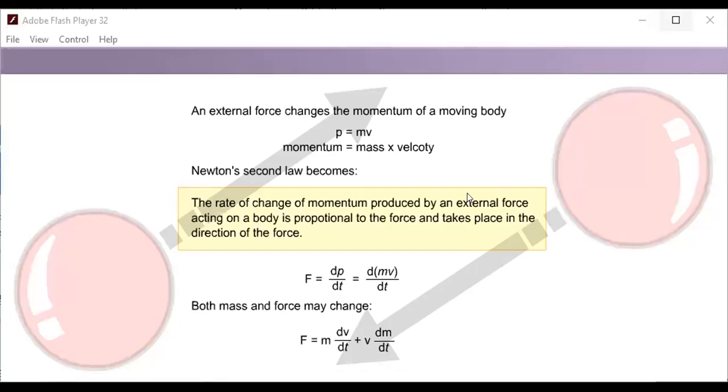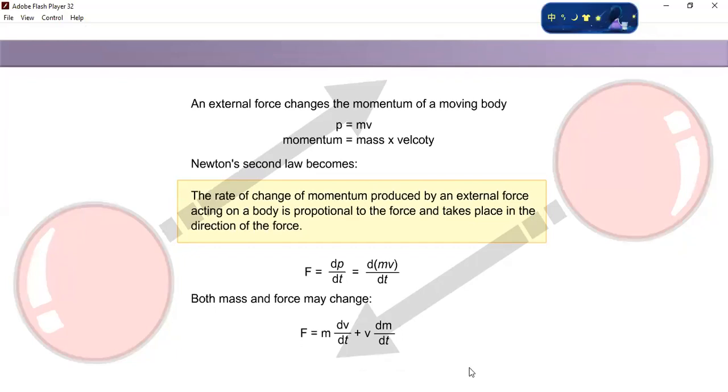Okay, now, ladies and gentlemen, an external force changes the momentum of a moving body, where momentum P is equal to mv. P represents momentum, m represents mass, and v represents velocity. This means that a body moving with a velocity possesses momentum. Newton's second law becomes: the rate of change of momentum produces a force.